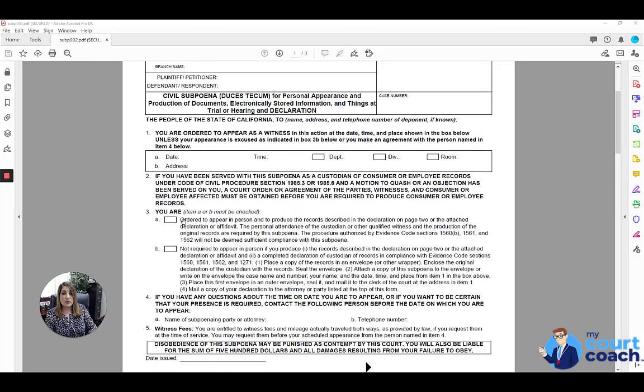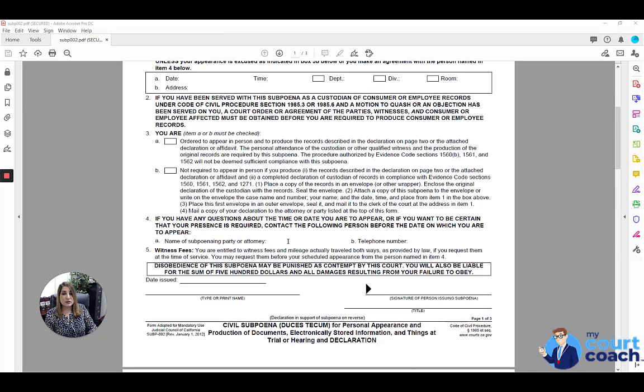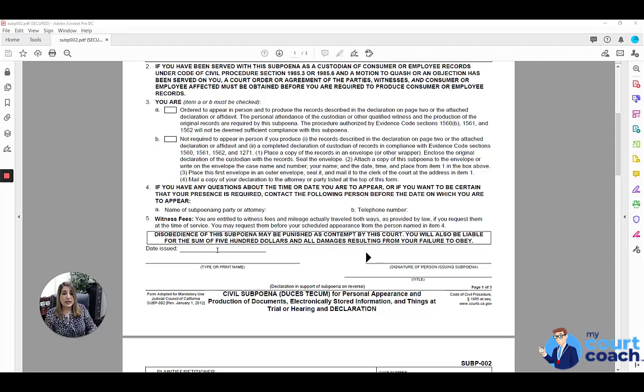Next, you're going to mark whether you want them to personally appear and bring the requested documents and information with them, or if you don't care if they appear in person and are just requesting that the documents and information be produced in advance of this hearing or trial, in which case you would mark 3B. Next, you're going to list your name as the subpoenaing party below, and then your telephone number if the witness has any questions they can contact you at. And then finally, fill in your name and sign and date this first page.